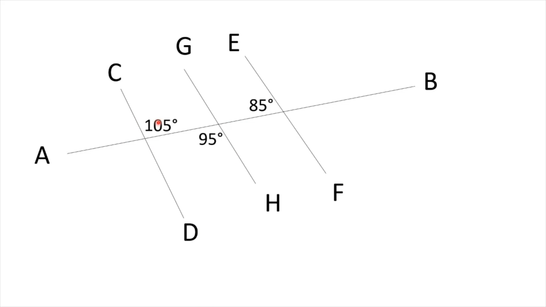So this one's 105. The other angle on this side has to add up to 180, so that's going to be 75 degrees. Same on this side as it is on this side. Cool. And then that would be 75 as well, and that would be 105. Again, the opposite angles are equal.